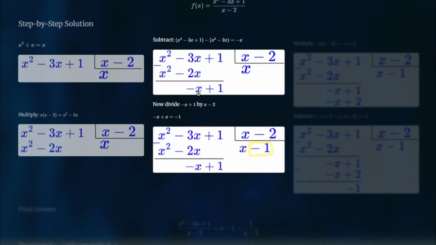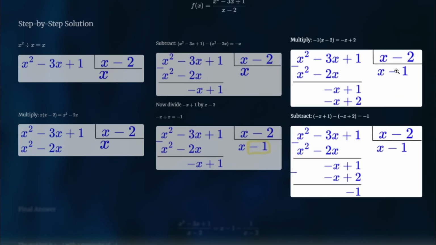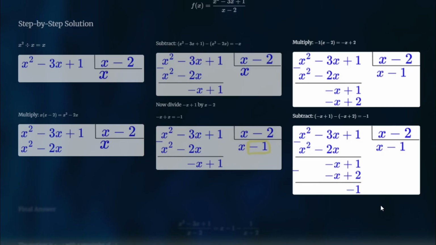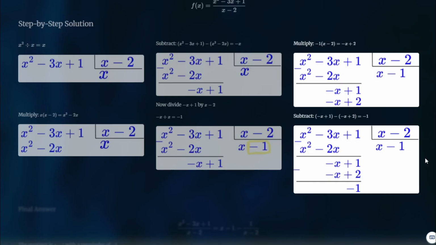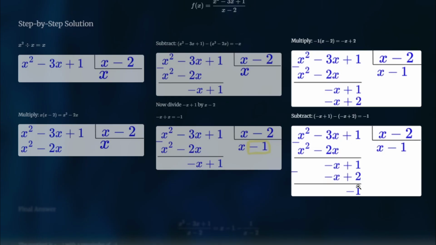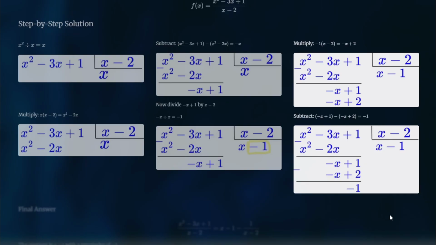Our leading term is negative x, so we'll divide negative x by x. And that is negative 1. Then multiply negative 1 by x minus 2, which will be negative 1 times x is negative x, and negative 1 times negative 2 is positive 2. Now let's subtract. Negative x minus a negative x is 0, and 1 minus 2 is negative 1. Therefore, our quotient is x minus 1 with a remainder of negative 1.